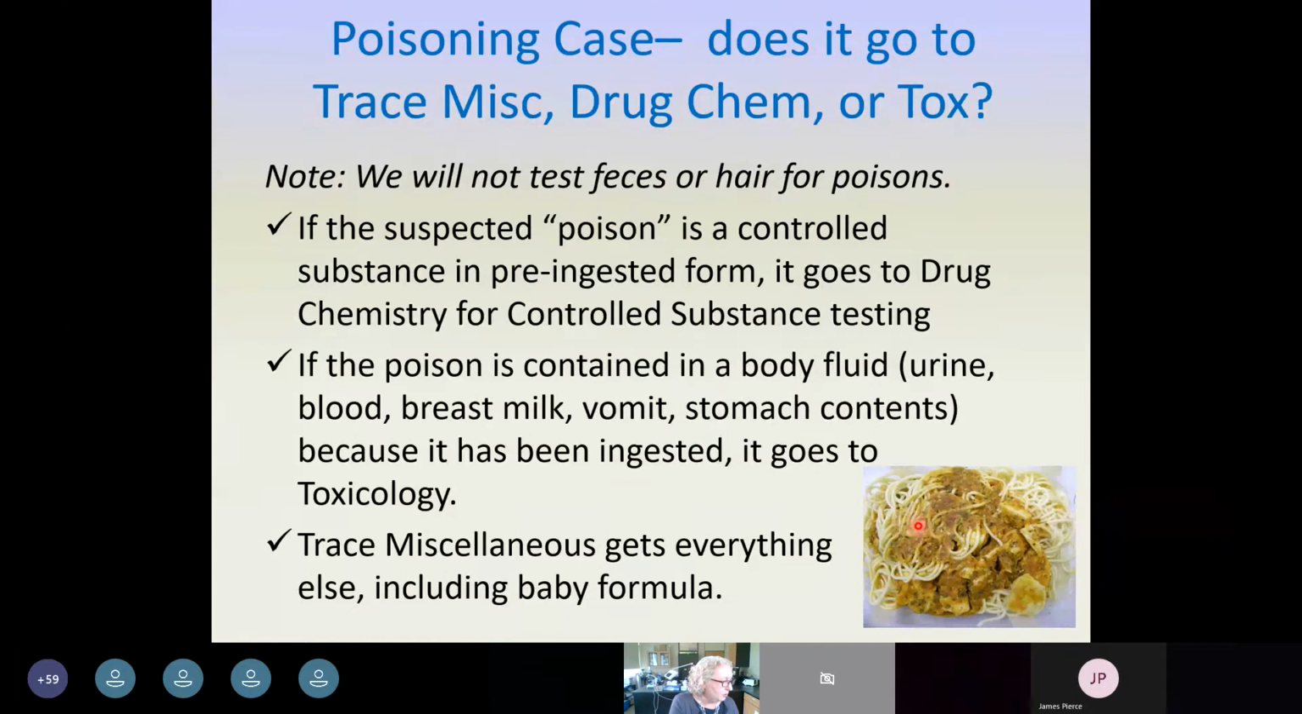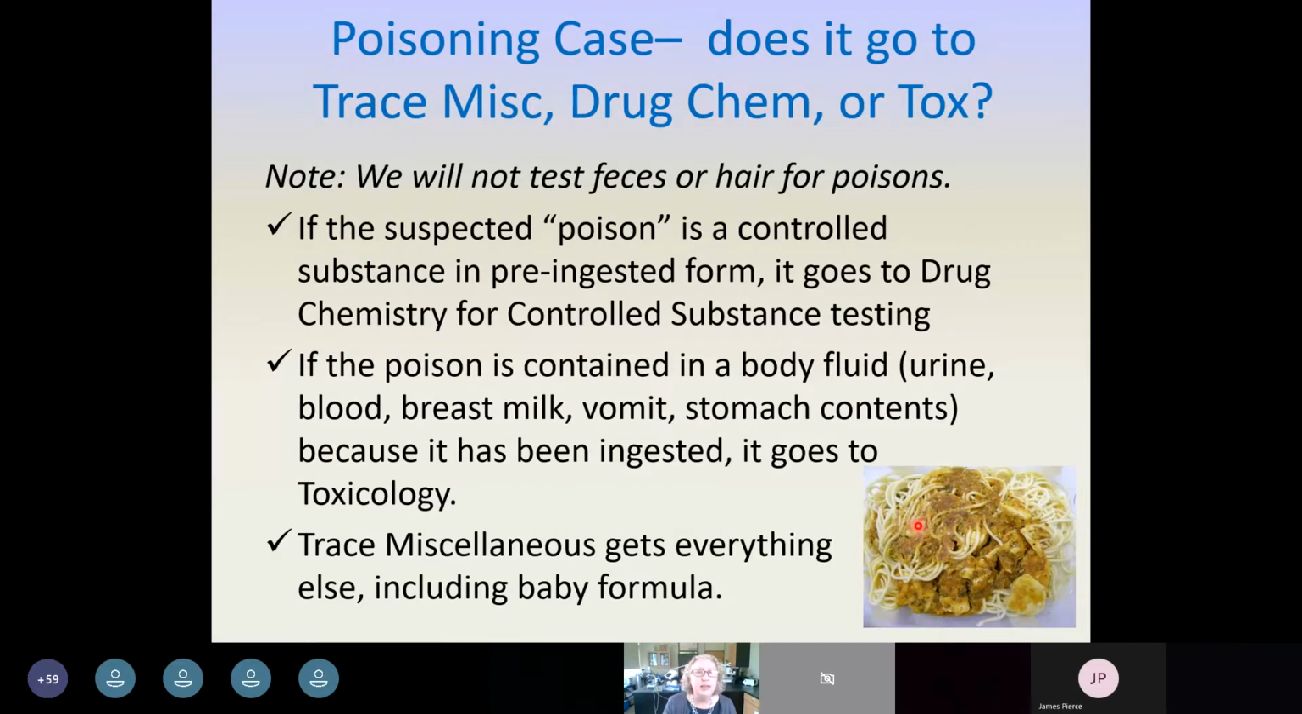So when a sample from your investigation comes into the lab, we evaluate it at the front desk and we decide what type of analysis is needed so that we can send it to the right section or unit of the laboratory. So let me just put the caveat up there at top that we will not test feces and we will not test hair for poisons. There are external labs that can do both of those things. So if you have a case where that is crucial, we can give you their contact information, and it's a fee for service type of system where the sample is sent out to them.